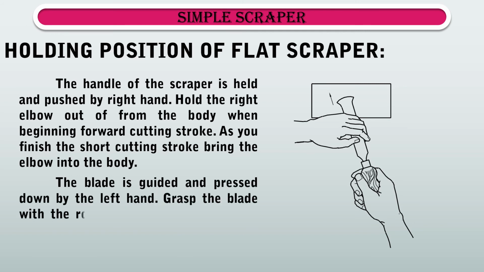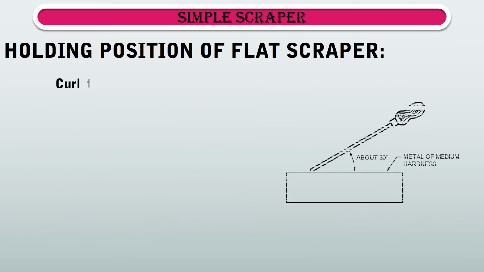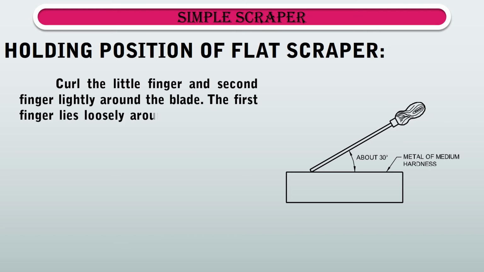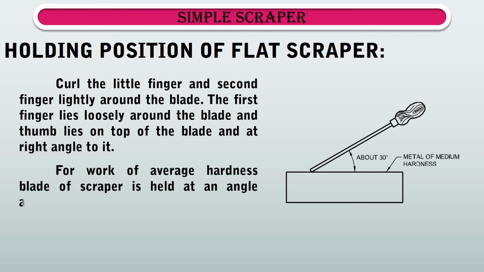Grasp the blade with the root of the little finger above the blade, and about 40 millimeters to 50 millimeters from the cutting edge. Curl the little finger and second finger lightly around the blade. The first finger lies loosely around the blade, and thumb lies on top of the blade and at right angle to it. For work of average hardness, blade of scraper is held at an angle about 30 degrees to surface.